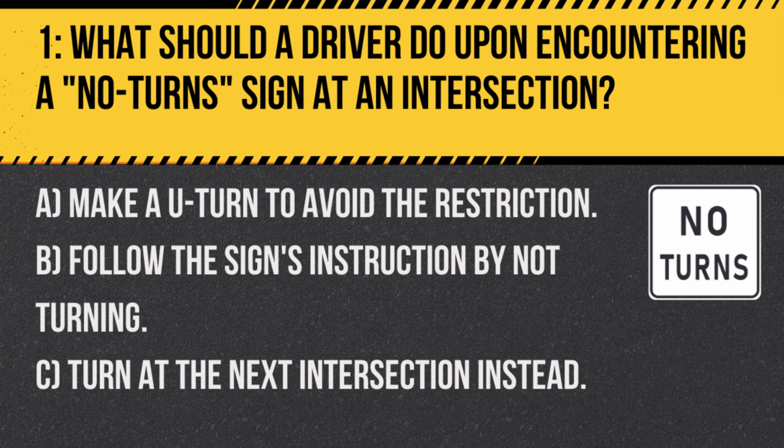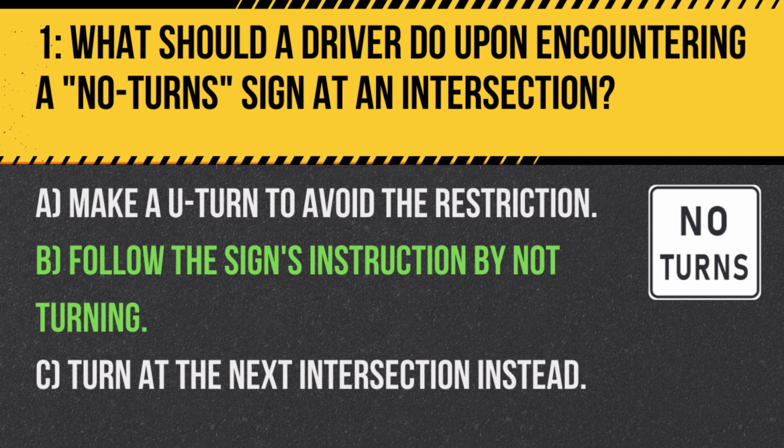Question 1. What should a driver do upon encountering a no-turn sign at an intersection? A. Make a U-turn to avoid the restriction. B. Follow the sign's instruction by not turning. C. Turn at the next intersection instead.